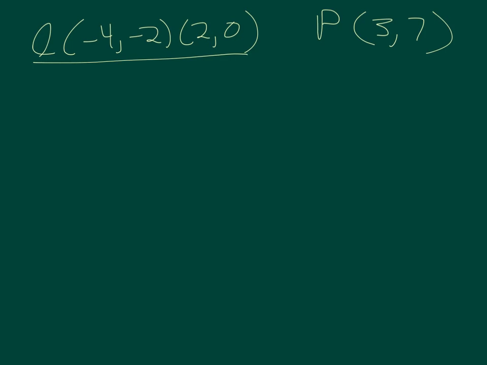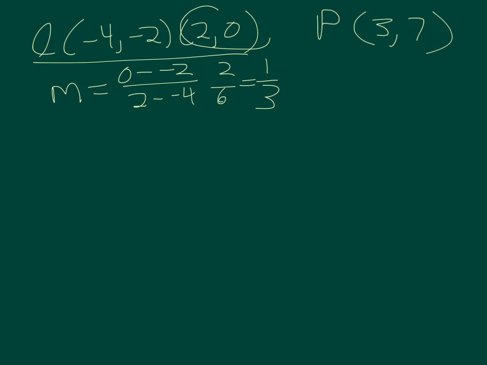In order to get an equation, we need it in y equals mx plus b format, so we need that m. To solve for m, it is the difference in y values, so 0 take away -2, over the difference in x values, so 2 take away -4. That's going to give me 2/6, which will reduce to 1/3. At that point, I have the m, so I need to put that into an equation that gives me the slope-intercept form, and I can use point slope.